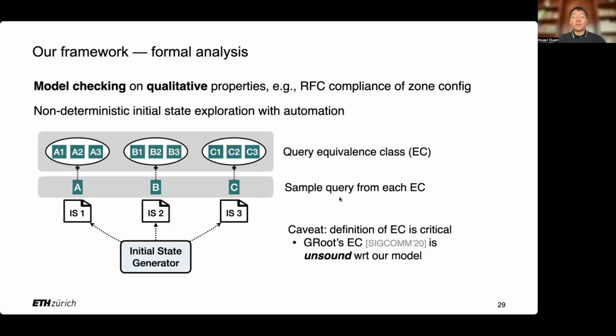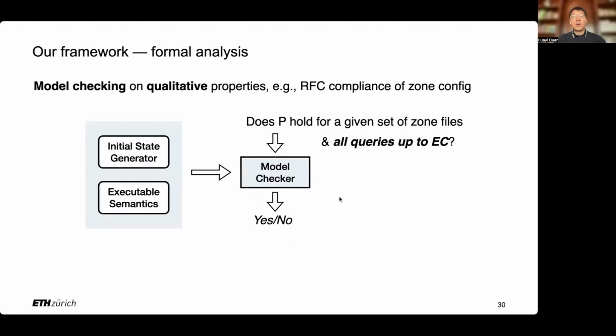So the next step is to define a notion of query equivalence class such that all queries in one class have identical resolution results. Now for each class, it suffices to analyze one single query to obtain guarantees for all. One caveat here is that we must come up with a rigorous notion of equivalence, right? And so far we have applied the notion proposed by Groot, even though it's unsound with respect to our model. And this is something we're still working on. With this approach, we can now verify properties that hold for all queries up to an equivalence class notion.